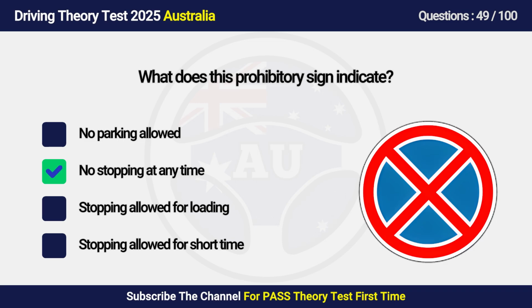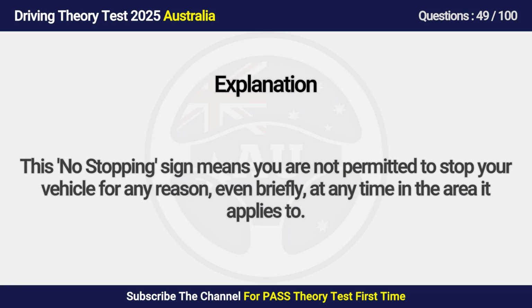Answer is B. No stopping at any time. This no stopping sign means you are not permitted to stop your vehicle for any reason, even briefly, at any time in the area it applies to.